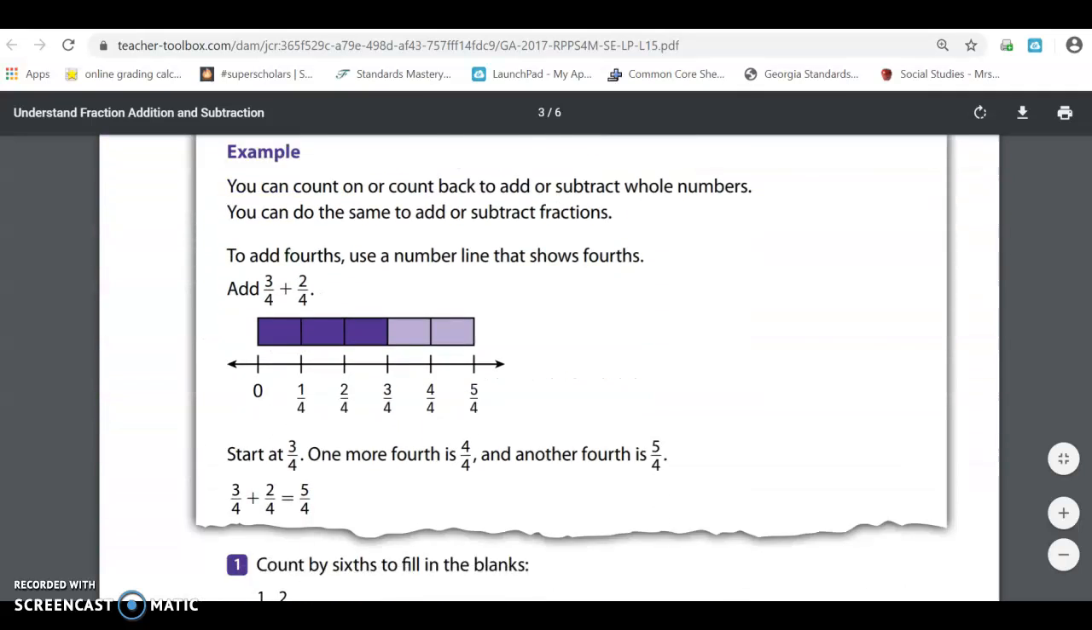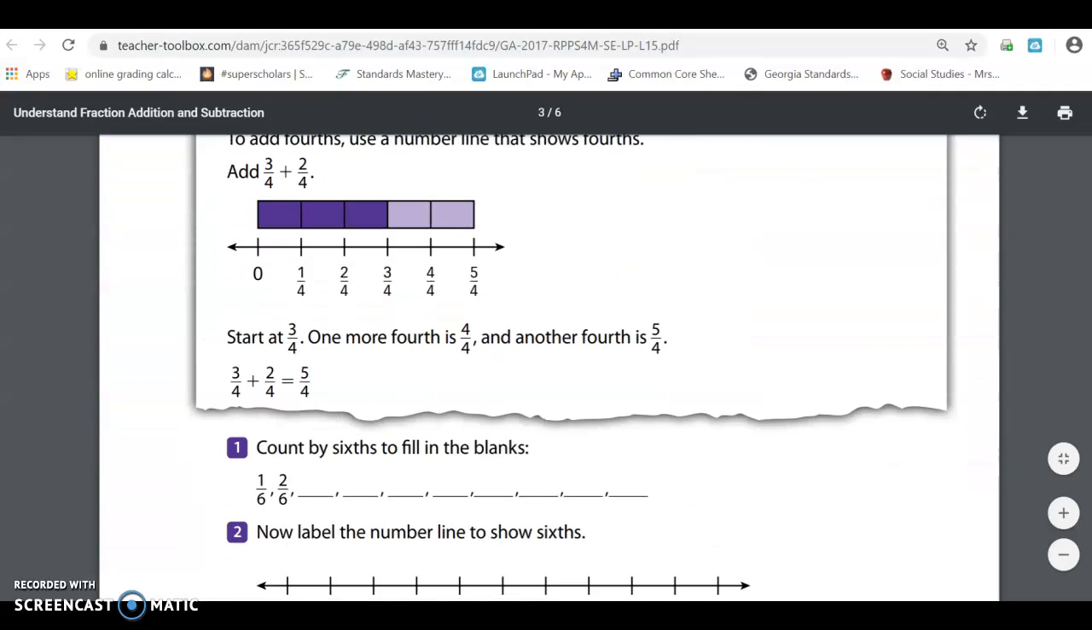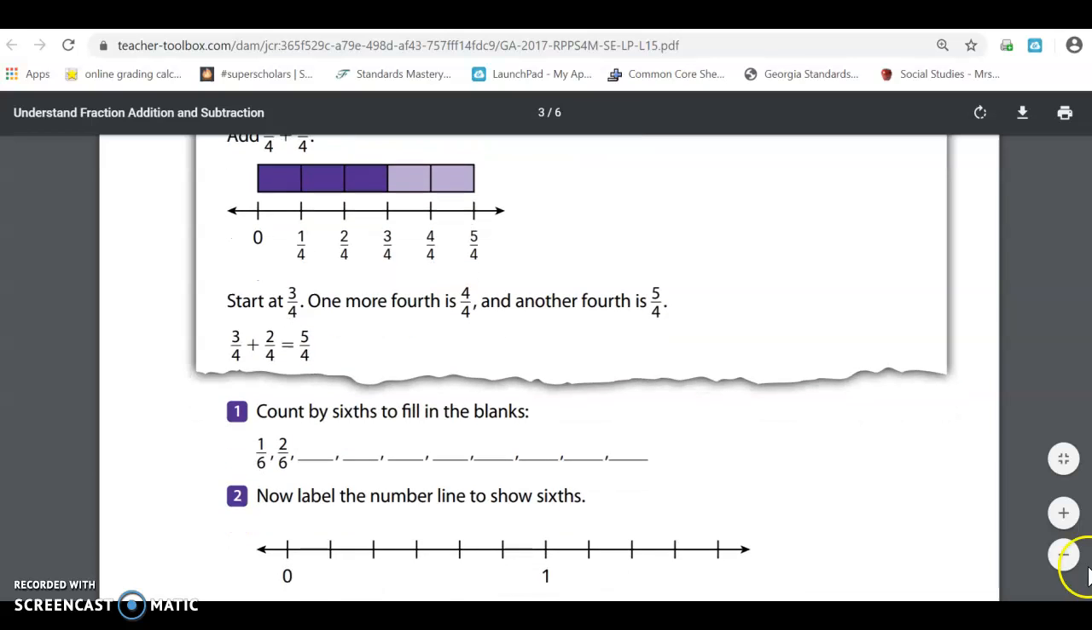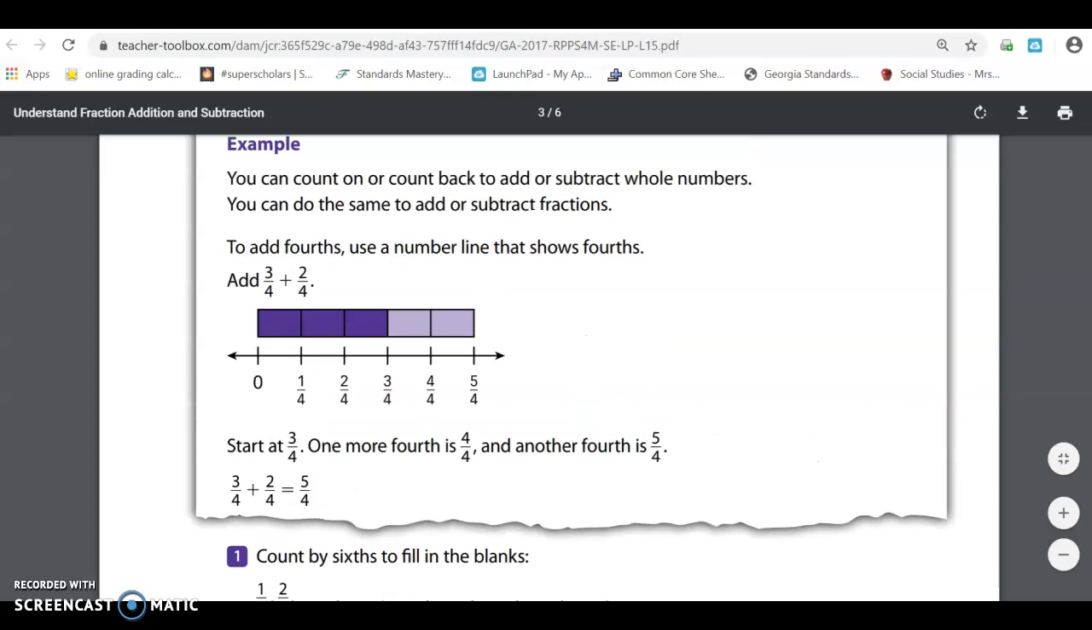Let's go down a little bit further to see if there are any more examples we can go over. I like this one at the top. Let's go back up to the top.